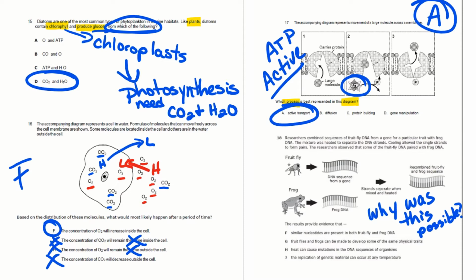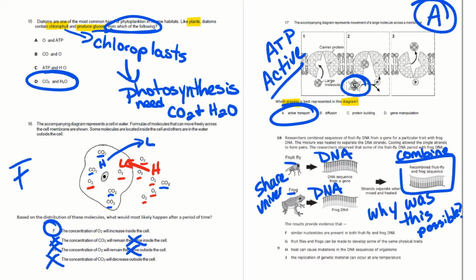Well, the fact that we are dealing with the DNA of a fruit fly, the DNA of a frog, and that somehow it got combined, the main reason that that would be possible is because they share the universal code, which is A, T, G, and C. Okay, let's take a look at the answer choices. F. Similar nucleotides are present in both fruit fly and frog DNA. Yes, that's correct, because that universal code is found in the nucleotides. So our answer would be letter F.